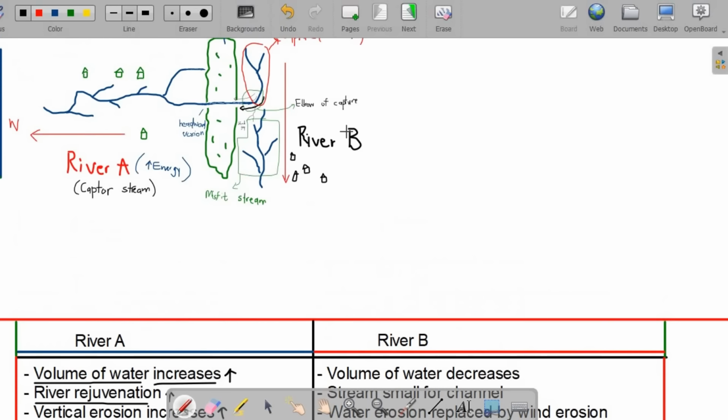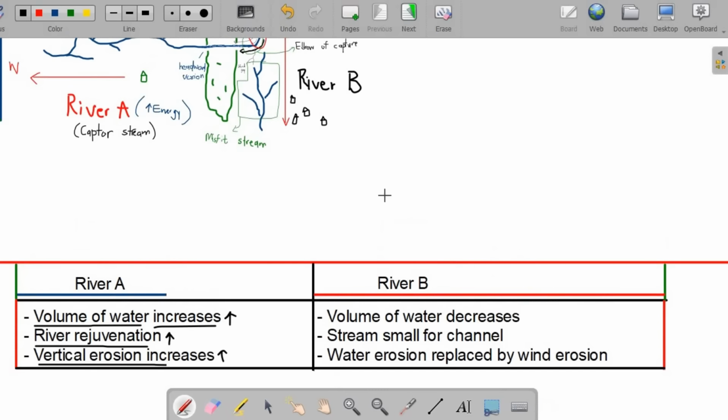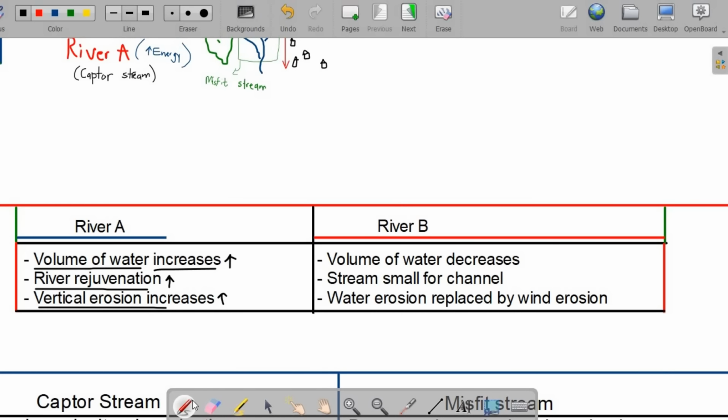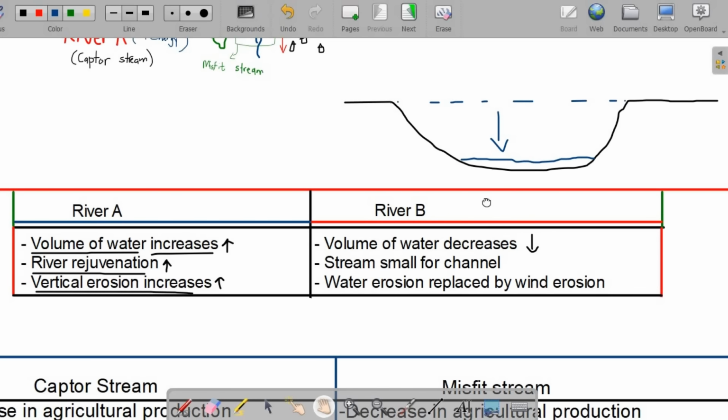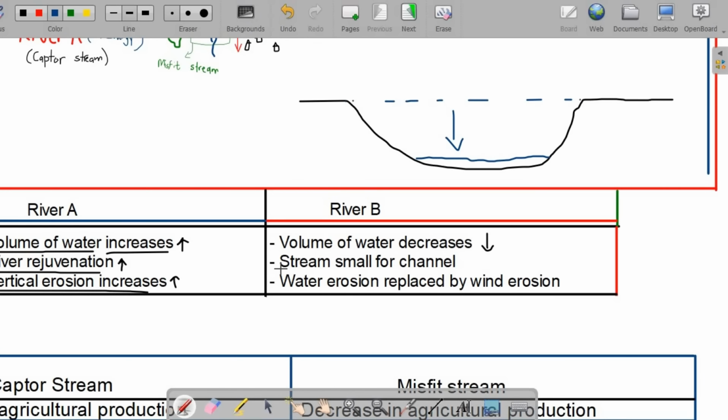And then River B, okay, so River B right over here, what will happen? So particularly the misfit. So now the misfit stream, its volume of water will decrease. This was its riverbed, its transverse profile, but now there's only this much water flowing there. There used to be this much water flowing, but now because of the river capture, you have less volume of water flowing along that river channel. So the stream is small for the channel, as I have just illustrated. So the stream does not really fit the capacity of the river channel.